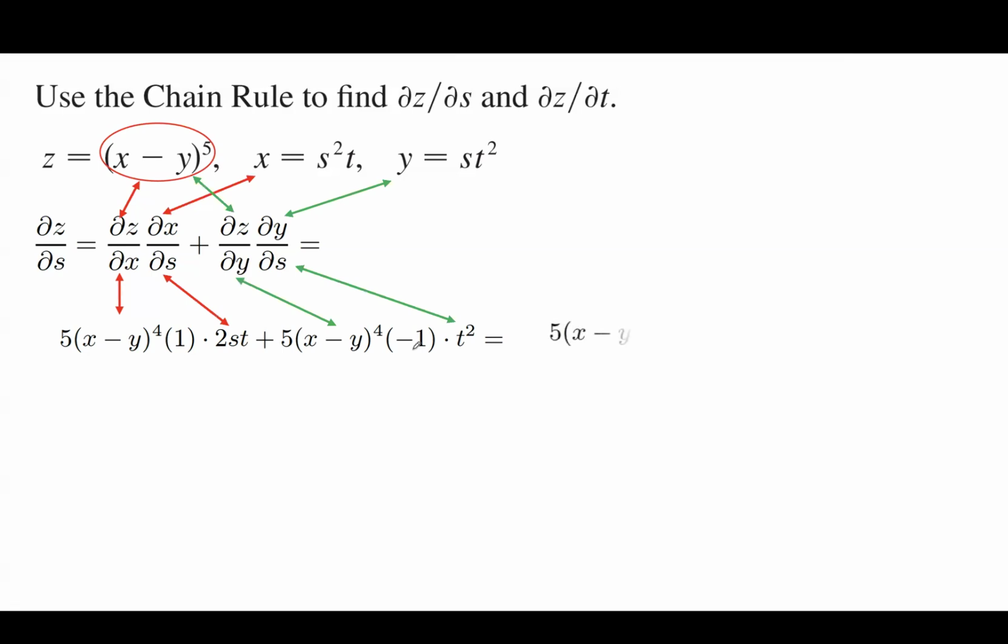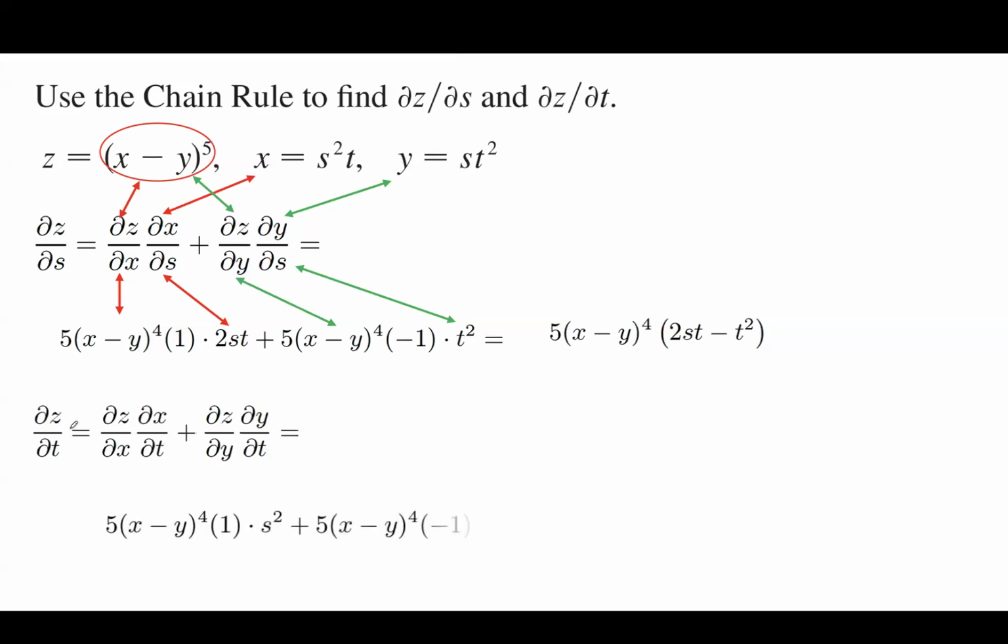You can simplify this by factoring out 5 times (x minus y) to the power 4, and then you get 2st minus t squared. With the same argument, we can find the partial derivative of z with respect to t. The partial derivative of z with respect to t is the partial derivative of z with respect to x times the partial derivative of x with respect to t, plus the partial derivative of z with respect to y times the partial derivative of y with respect to t.